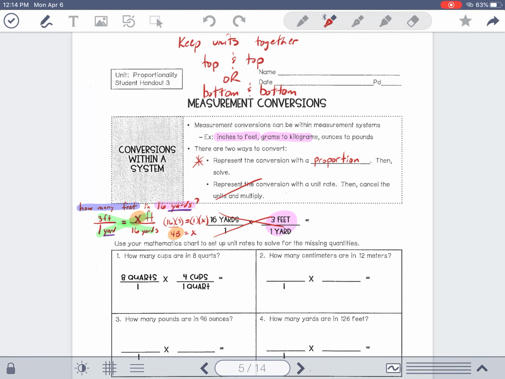That's where we're at for measurement conversions. That should be a good way to assist you there. Let me know if you have any questions.